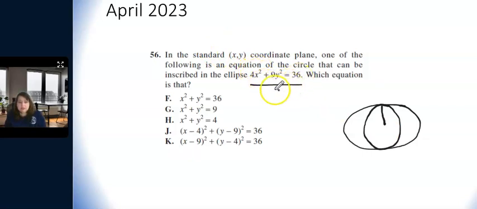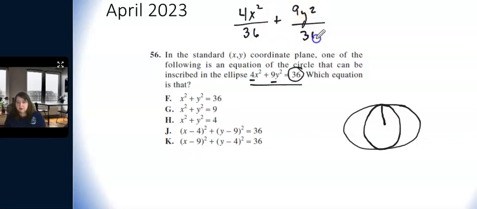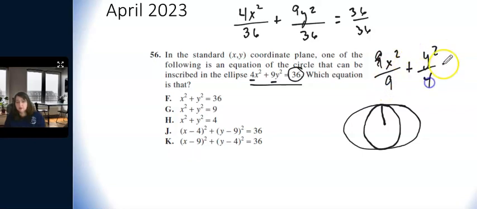And so we're looking at this, and you can see we have a 4 and a 9, and hopefully you know a little bit about ellipses. With ellipses, we take this 36 and divide it through. In other words, we would have 4x squared divided by 36 plus 9y squared divided by 36, and then 36 divided by 36, because we want it to equal 1. So we end up with x squared over 9 plus y squared over 4 equals 1.